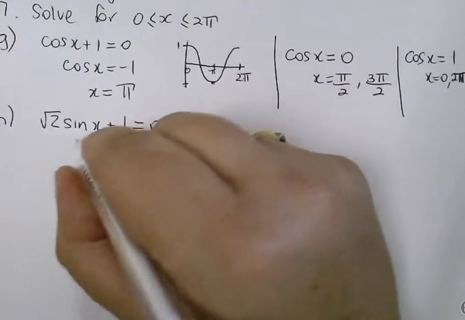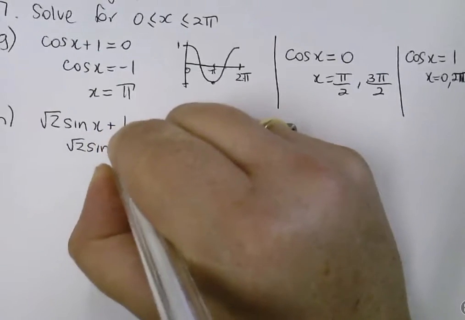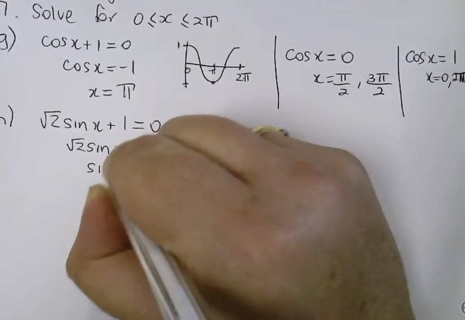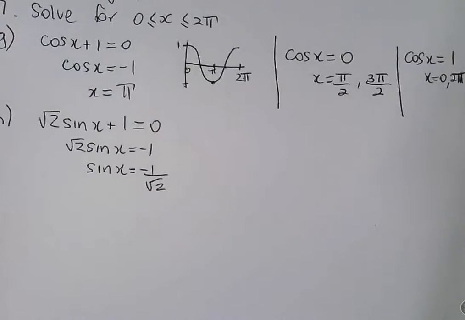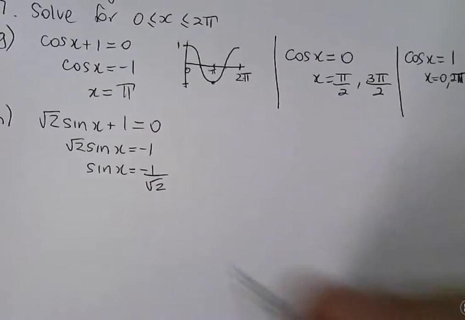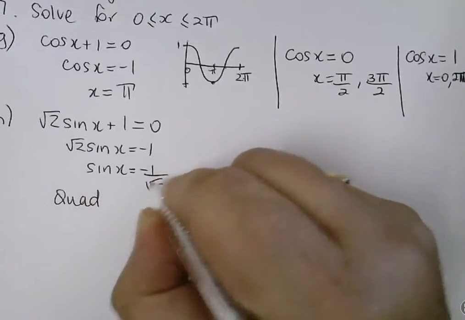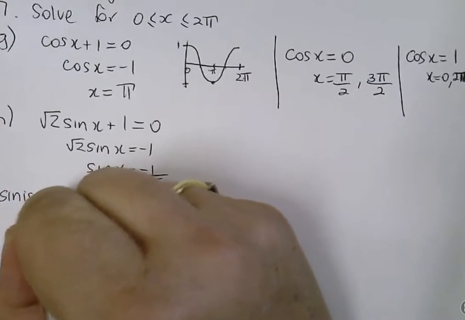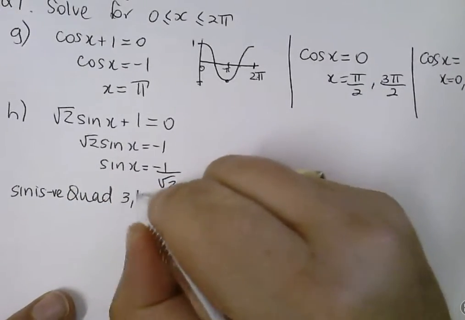All right, what do I do? How do I do this? That's right. Root 2 sine x is negative 1. So sine x is negative 1 on root 2. Now, you never put the negative into your calculator. What does the negative tell you? All right, quadrants. There are 3 steps. You have to know which quadrants you're in. So basically sine is negative. Sine is negative in quadrant 3 and 4.